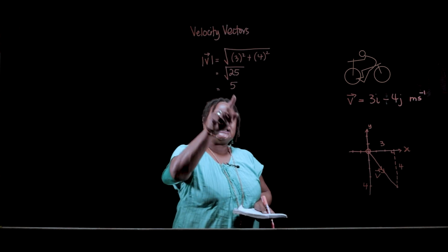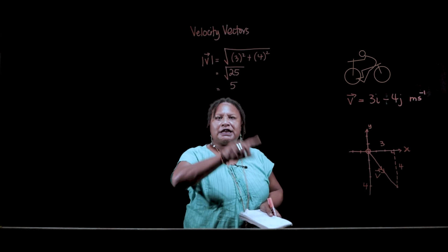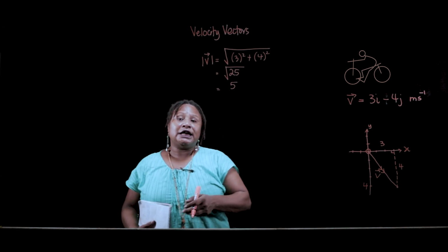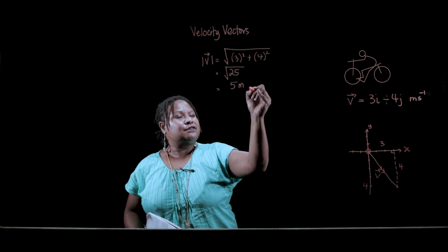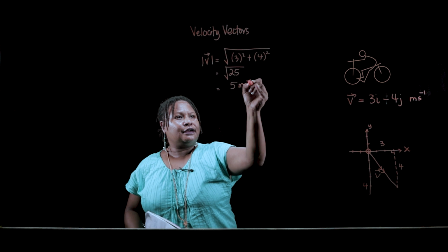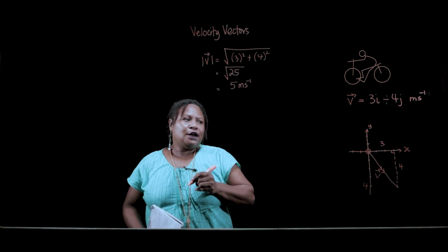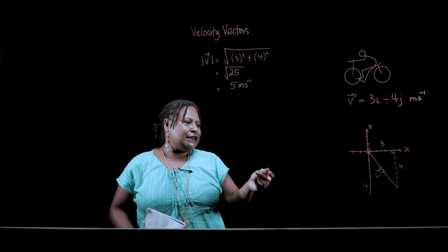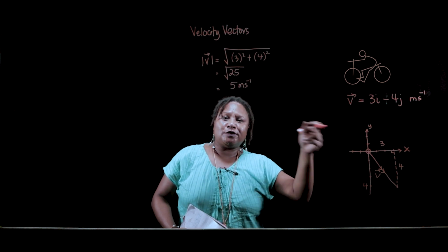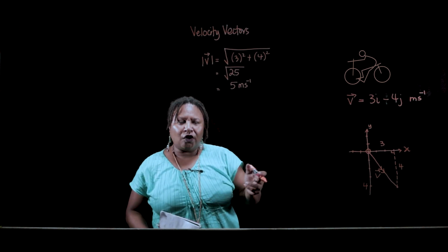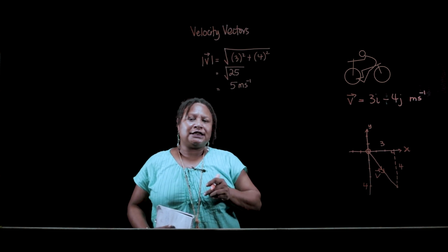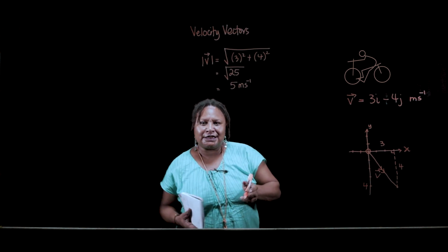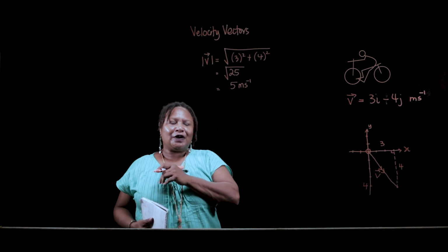Now this is an application of vectors, so it has a unit of measurement. This is speed, so that means it is 5 meters per second, okay? So we've found the speed that he is moving. That means for every second on the clock, he moves 5 meters, okay? So this cyclist is quite fast, if you think about it.